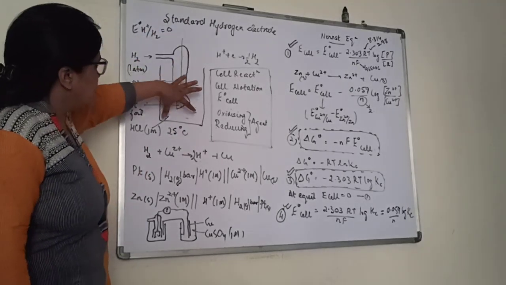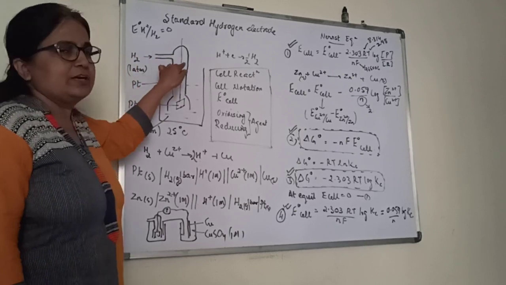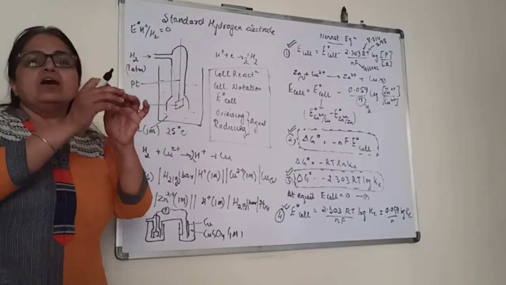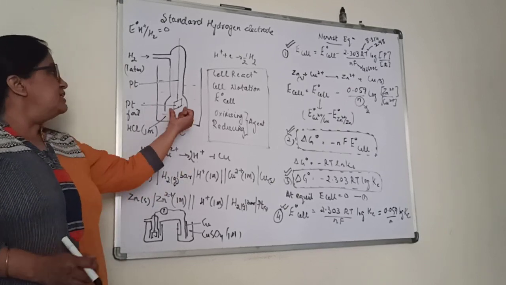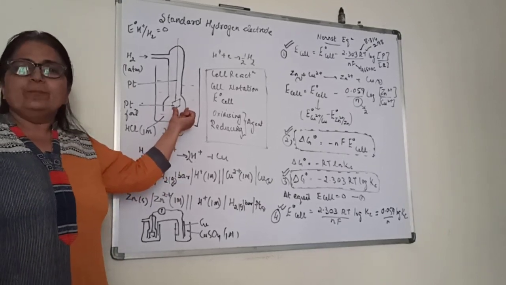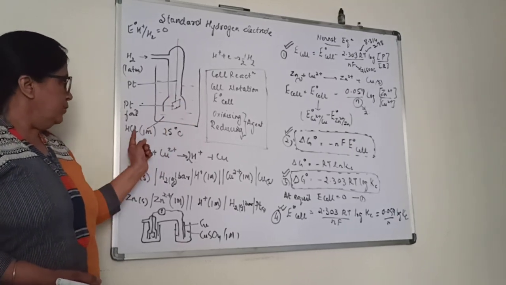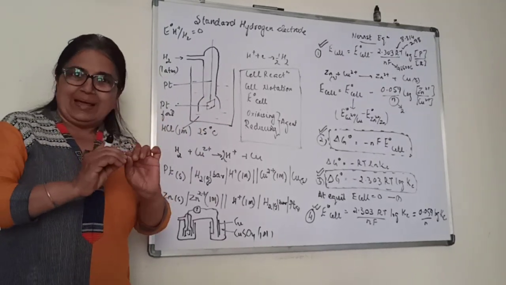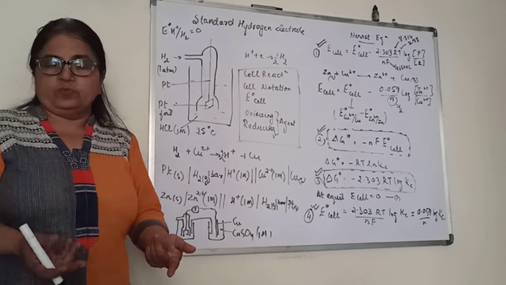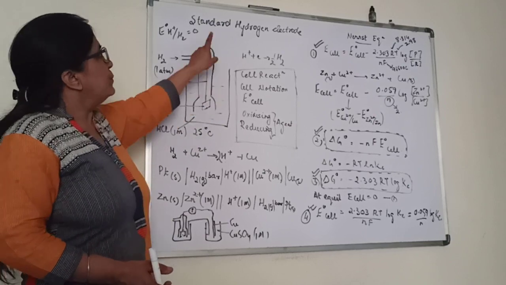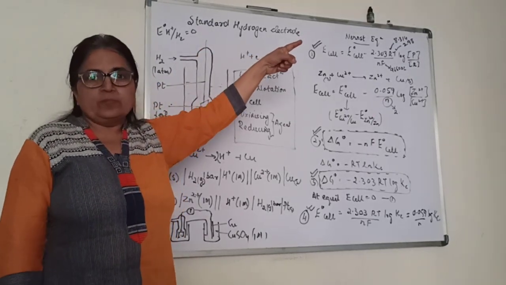a glass jacket is there through which hydrogen gas is circulated. Since we cannot have a rod for a gas, it is passed through a jacket and adsorbed on the platinum foil. Platinum is selected because it's inert. A foil of platinum on which powder of platinum black is there to increase the rate of adsorption, and a platinum wire. Now this setup is the standard hydrogen electrode.